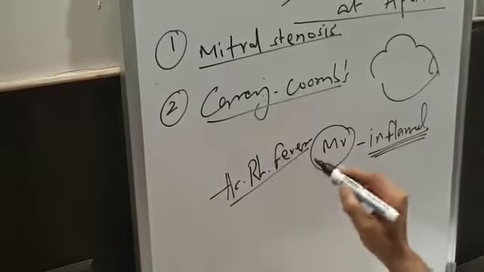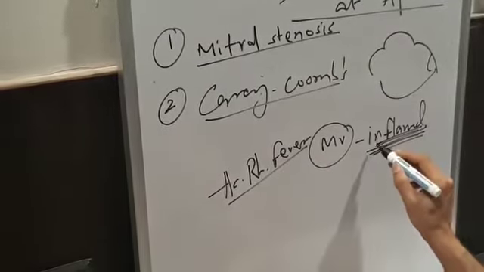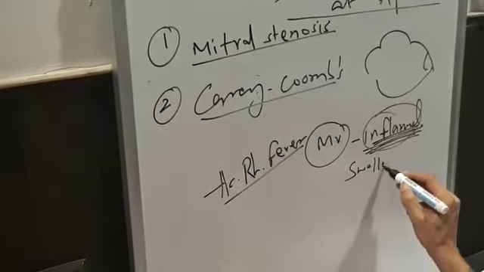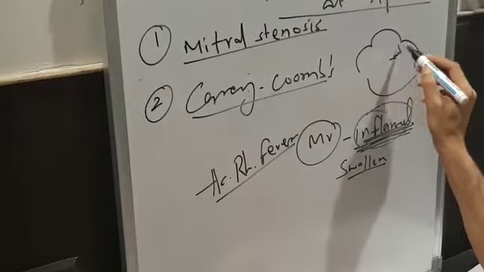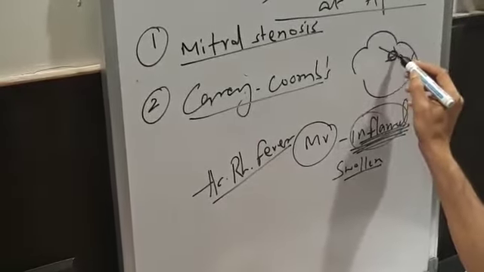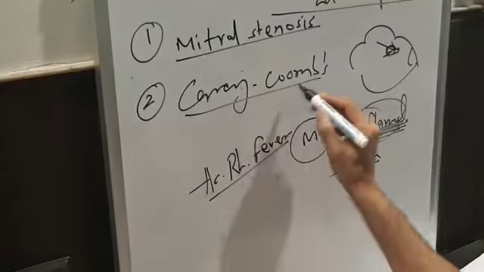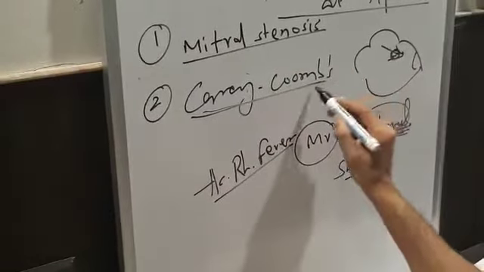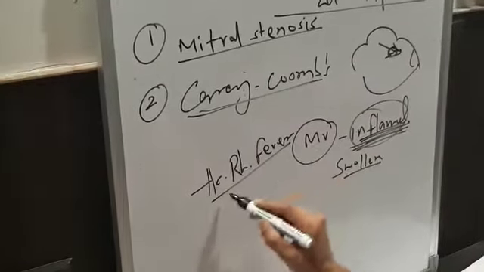So in acute rheumatic fever, because of inflammation of the mitral valve, as we know, any structure which is inflamed becomes swollen. So this swollen mitral valve is causing a mid diastolic murmur. So the second differential diagnosis of a mid diastolic murmur at apex is Carey-Coombs murmur of acute mitral valvulitis, which is seen in acute rheumatic fever.